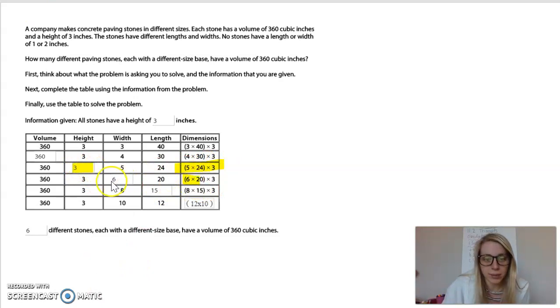I have my 6 and my 20. I have my 3 and my 20 here, so I knew I was missing my 6. I have my 8 and my 3 already, so I knew I was missing my 15. And then this one, I knew it was going to be length times width in the parentheses multiplied by the 3 out of parentheses, which I did not write.